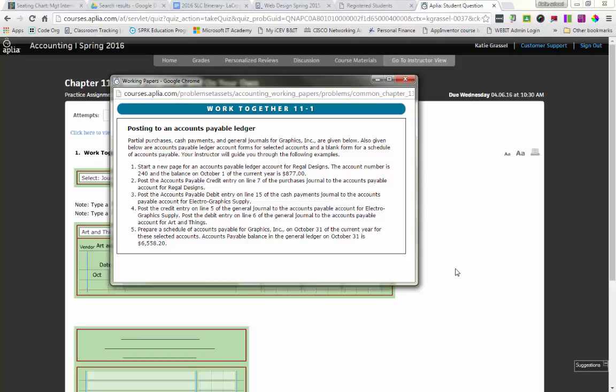Because they only gave us a purchases and a cash payments journal and a general journal, we're only working right now with our accounts payable ledger. We're not doing accounts receivable. We're going to break that into a separate section. So our first instruction says start a new page for the accounts payable ledger account for Regal Designs. The account number is 240 and the balance on October 1st of the current year is $877.